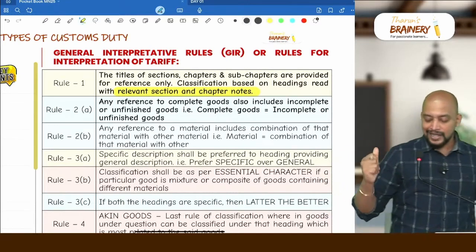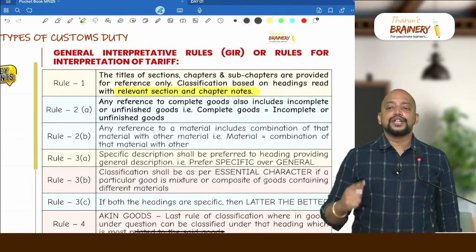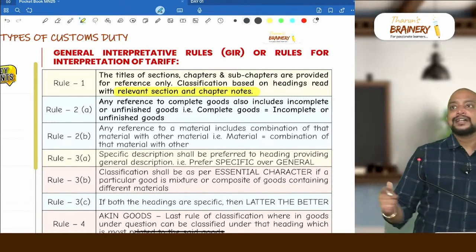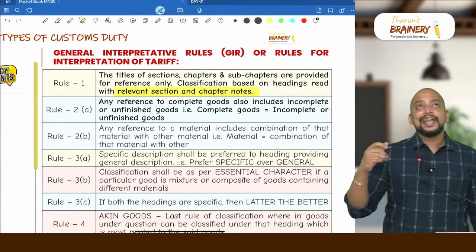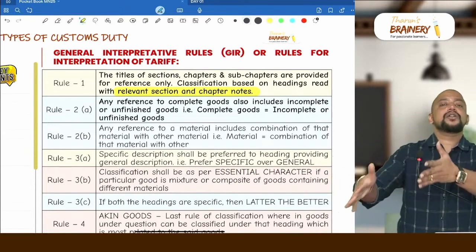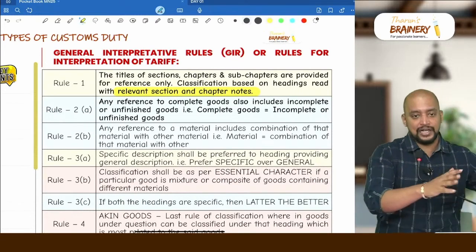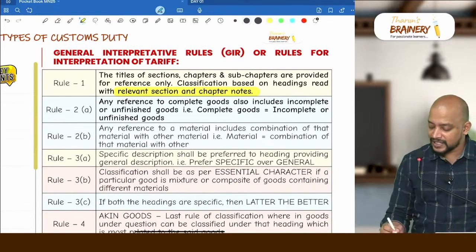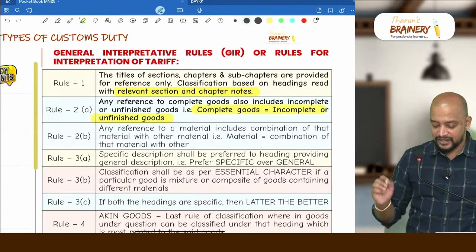Then rule 2a. Rule 2a says any reference to complete goods also includes incomplete goods or unfinished goods. For example, a car which is not fitted with tires, when imported, will still be treated as a car, but not treated as parts of the car. It is treated as a car import. So complete goods includes incomplete or unfinished goods.